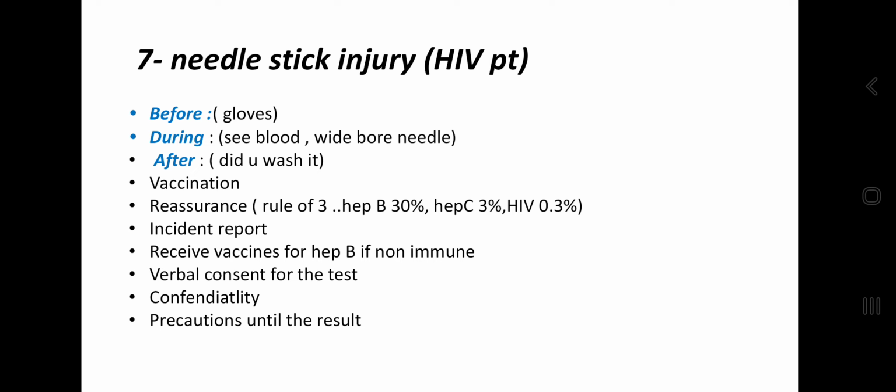Verbal consent for the test and confidentiality, very important. Explain to the patient this result will be confidentially delivered to him by hand, not by telephone or by email. And the precautions until the result: safe sex, not sharing needles, not sharing any instrument with his friend, reallocate him if he's in a job in contact with patients to office work until the result comes. And no donation for sure.